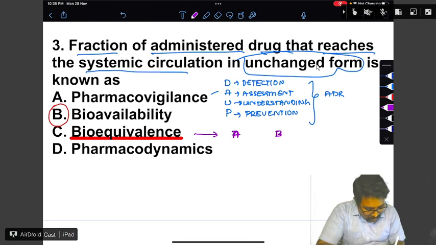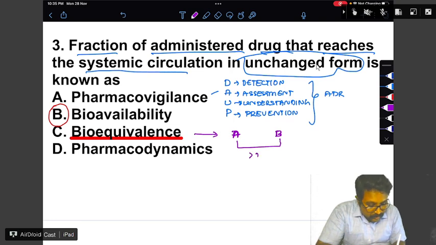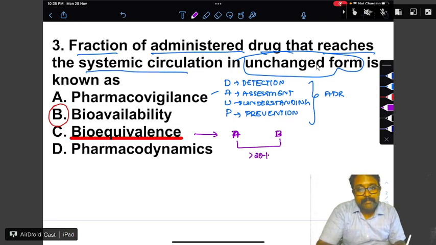Whenever we compare the standard plasma bioavailability or plasma concentration, their difference should not be more than 20%. Then only we say that two drugs are bioequivalent in nature. So the two drugs will not have a major difference with respect to the plasma concentration that they attain following administration.